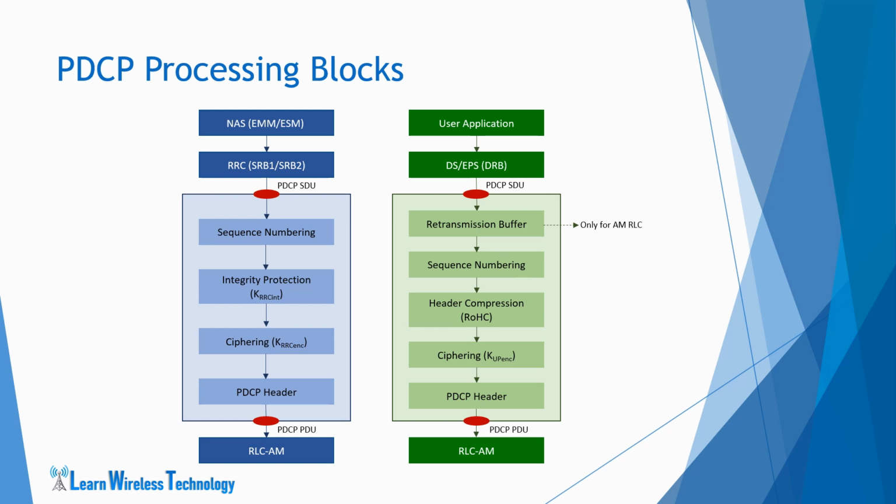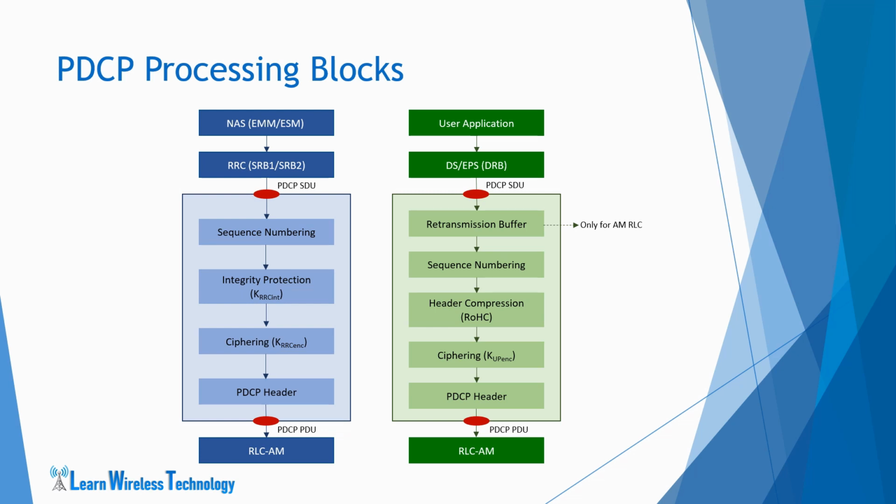Now the receiving side of PDCP entity has similar processing blocks, but the received PDU is processed in reverse order. That is, the data processing happens in the order from bottom to top according to this figure. At the receiver side, the PDCP header is removed from the PDCP PDU. For control plane, the deciphering of data takes place and integrity protection is checked. And for user plane data, deciphering and header decompression of PDCP SDUs is performed. The PDCP then performs in-order delivery check and duplicate detection of PDCP SDUs before delivering the PDCP SDUs to higher layers.